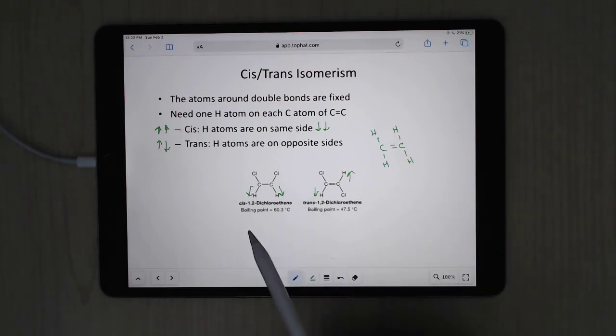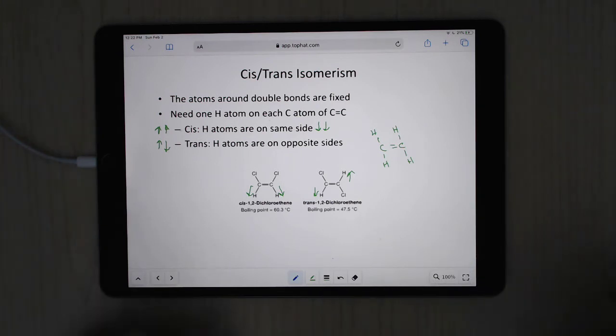And even though they're the same molecule, they have different boiling points. The only difference is how the atoms are arranged. So these two isomers are going to be a little bit different.